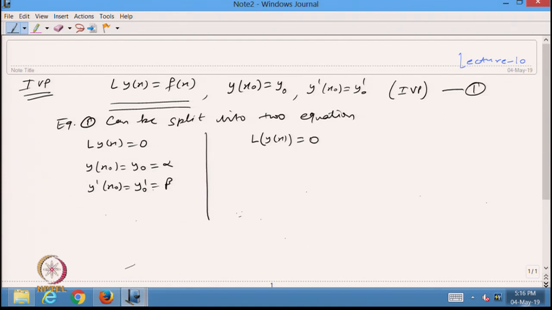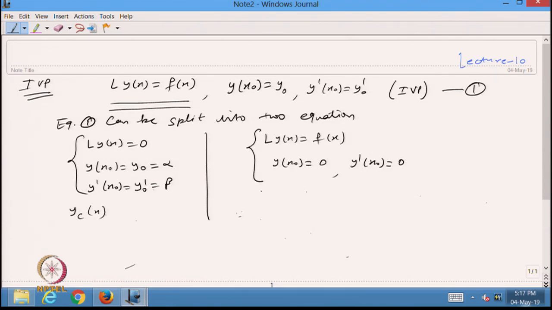the non-homogeneous equation, that is the equation we have. So this is my L of y(x) is equal to f(x), which is satisfying the homogeneous initial conditions, y at x naught and y dash at x naught equal to 0. Solving the first equation, I get my solution, which will be my yc(x), and solving this equation I will get the solution and I call it yp(x).